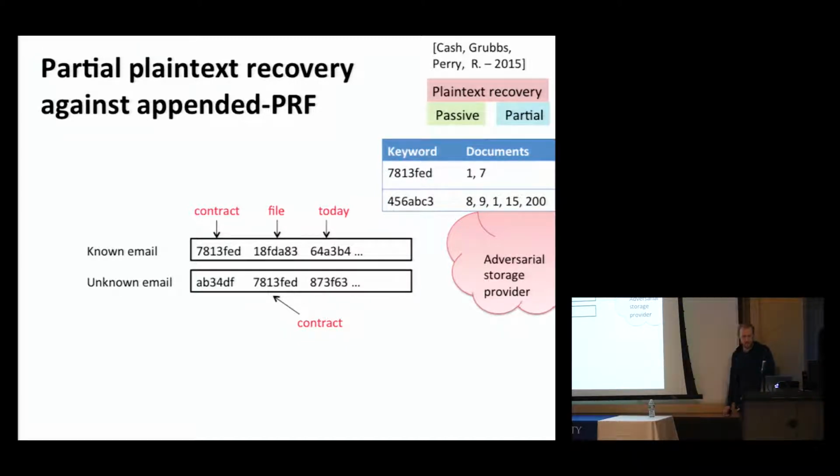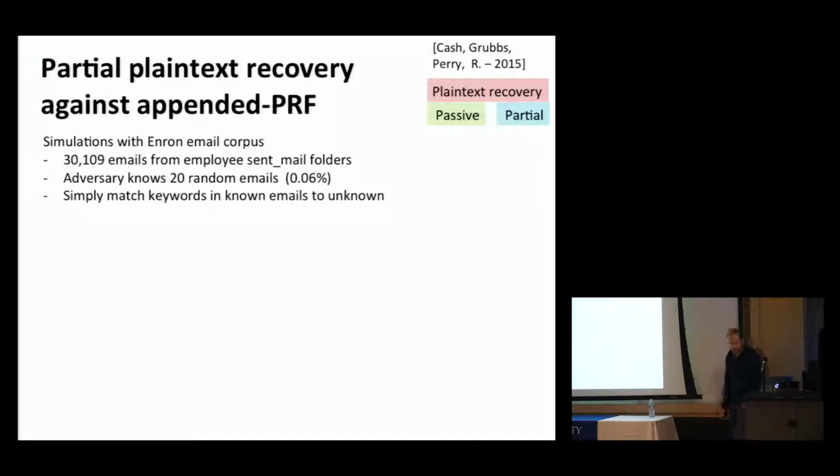Okay, so this isn't particularly rocket science, but it can turn out to be pretty damaging, at least relative to simulations that we've conducted. We looked at the Enron email corpus, which is a kind of benchmark data set in this space. We took 30,000 emails from the employee sent email folders. We assume here, and there's a lot more in the paper, but I'll just talk about one simple example, which is that, say, the adversary knows 20 random emails from this corpus, so some very small percentage.